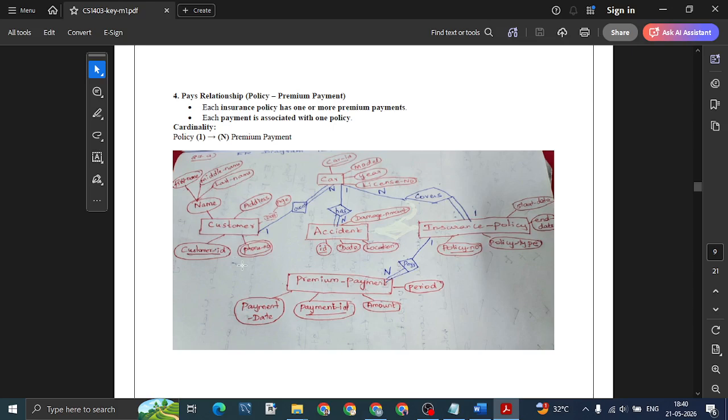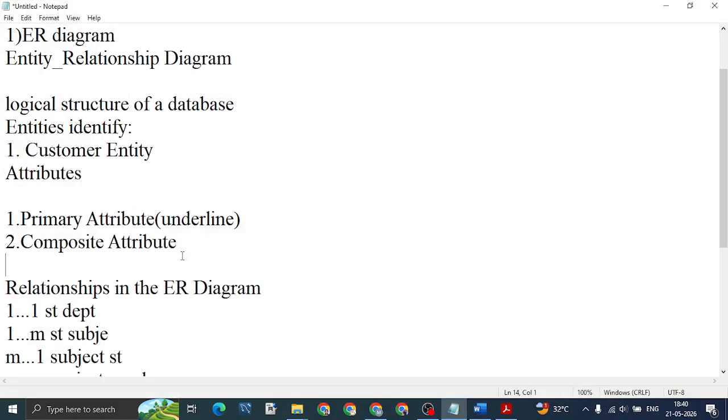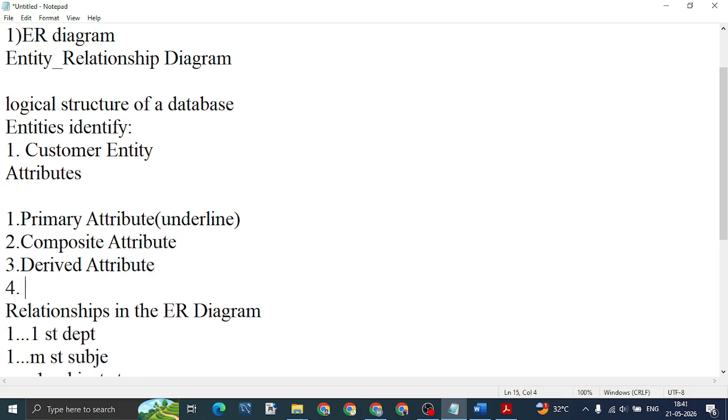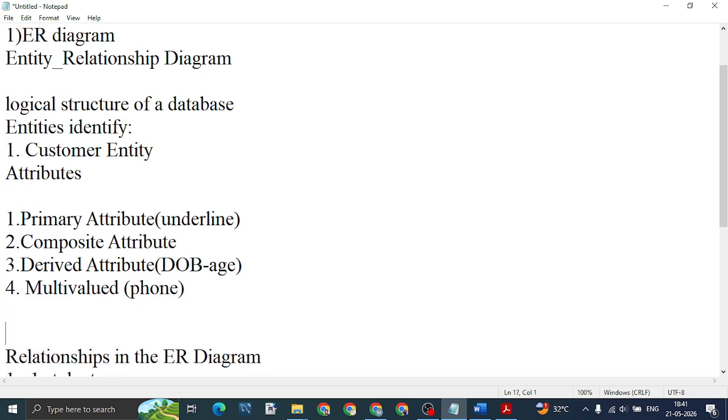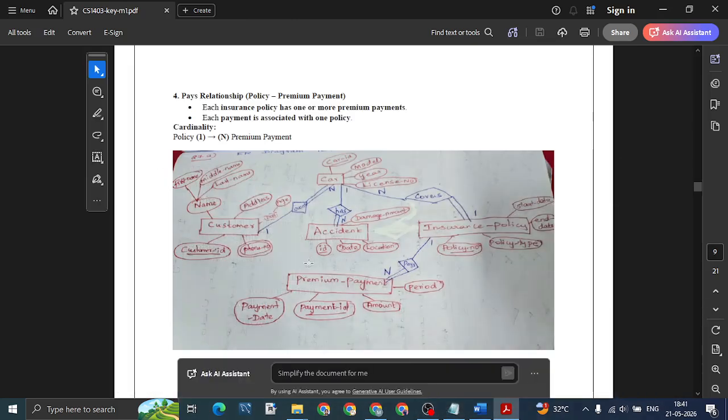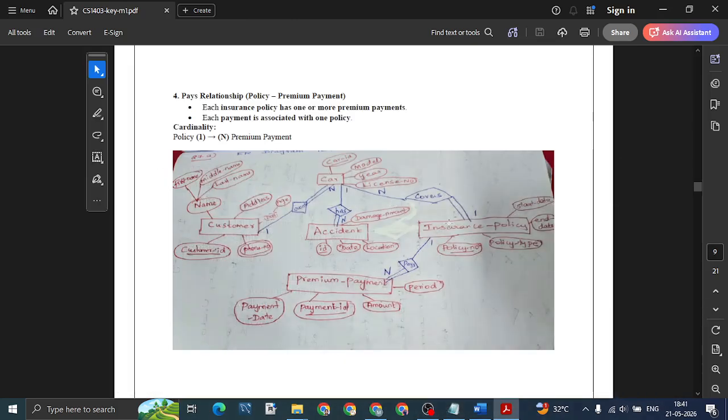Derived attributes and multi-valued attributes. These two are the additional attributes. The first one is the derived attribute, and the next one is the multi-valued attribute. A derived attribute is when you can derive some value from another value. From the date of birth, you can derive the age of a customer, right? And multi-valued means any customer may have more than one phone number. So these are all considered as the different categories of attributes, followed by the other entities.